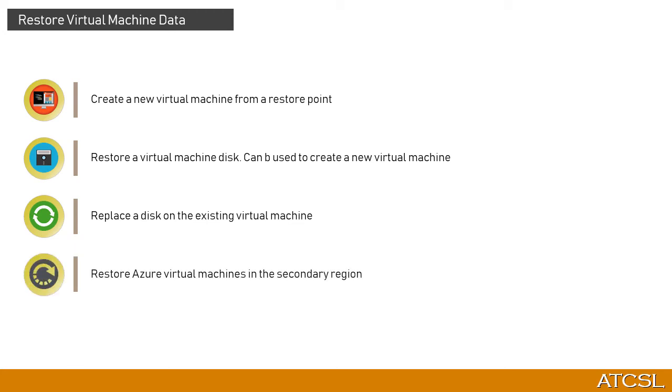The fourth one is restore Azure VM in the secondary region. This option is used to restore the Azure VM in a secondary region, which is paired with the primary Azure region. This is only available for the first two options, that is create a new virtual machine or restore a virtual machine disk. And it does not support the third option, which we just discussed, about replacing a disk on the existing VM.